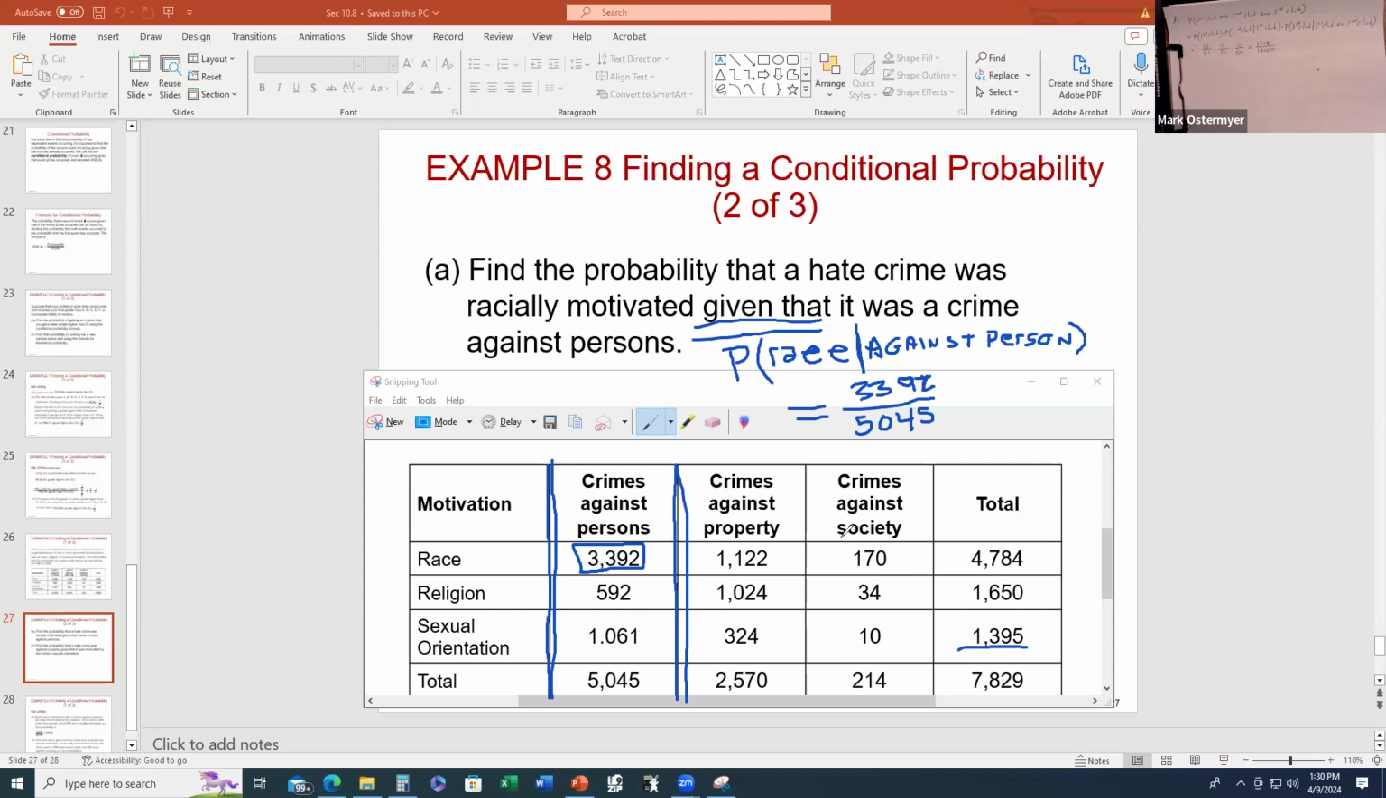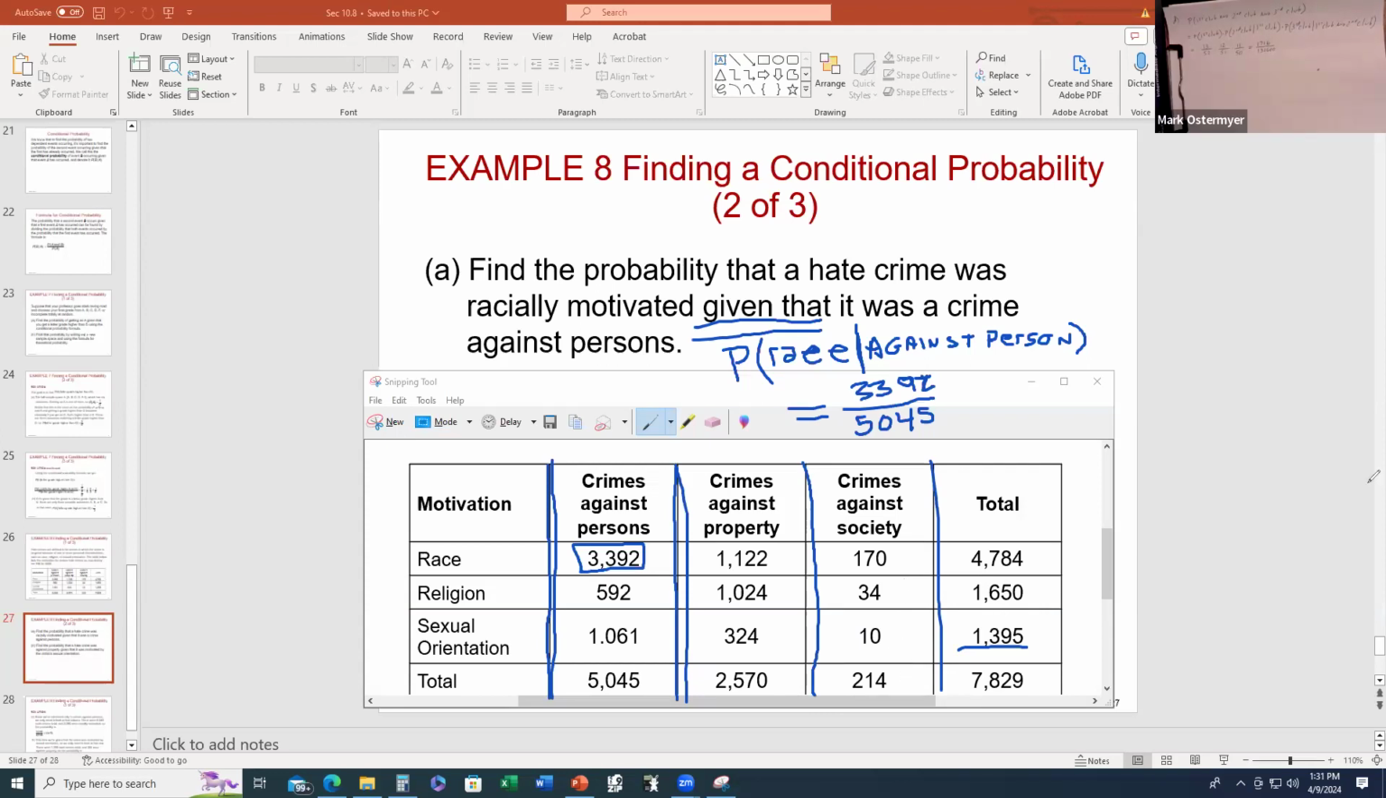Okay. Now, what if I said this? Given that the crime was against society, where am I locked into this table? The fourth column. Yeah, given that the crime committed was against society locks me into this column. Do you agree? Then what is the probability that it was religiously motivated? You would say the probability would be 34 over 214. That's exactly right.